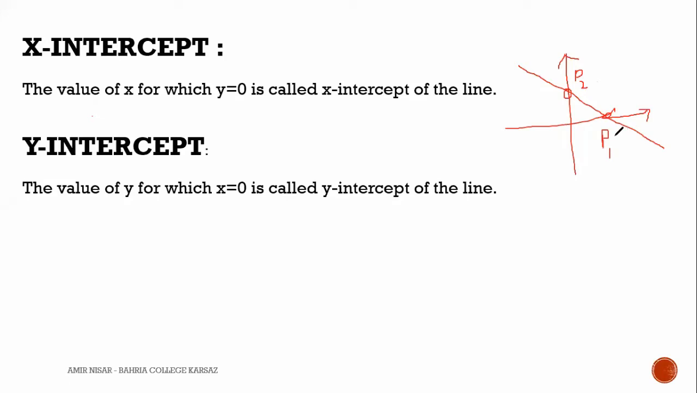And we all know any point which lies on the x-axis will have its y component as 0. It will only have a value for the x component. So the value of x is called x-intercept when y is 0. This is the definition of x-intercept. Not all values of x are called x-intercept, only the value of x for which y is 0.